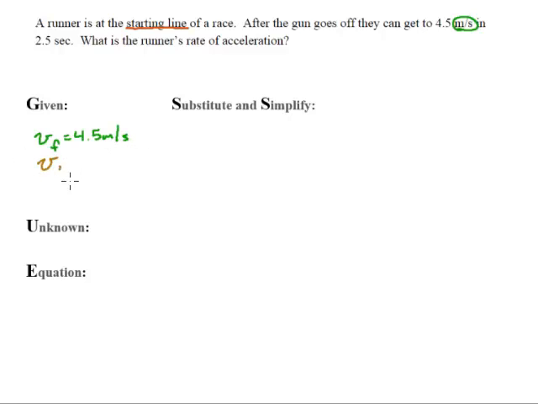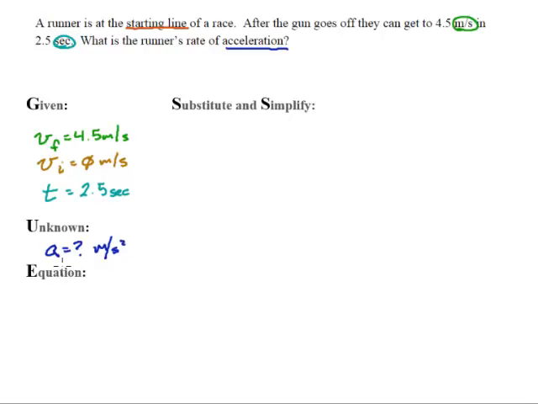The velocity initial is 0 meters per second. And then finally, we have a time here because that's in seconds. And so time equals 2.5 seconds. And next, it becomes what is the rate of acceleration. So we're looking for acceleration, so I'm going to write A here. And then I'm also going to include the units for acceleration, meters per second squared.